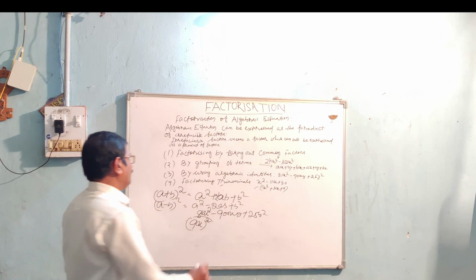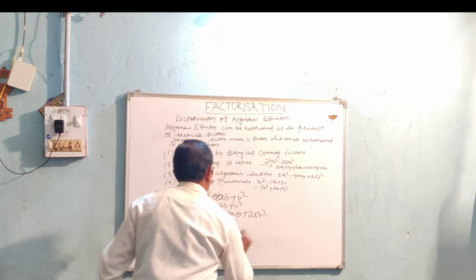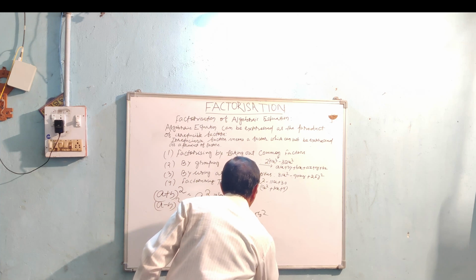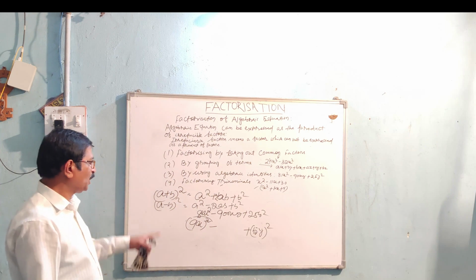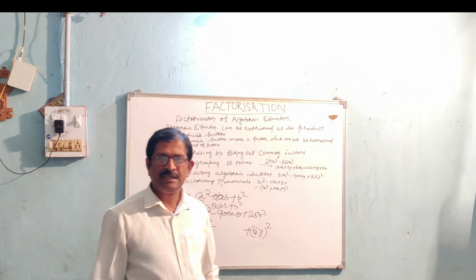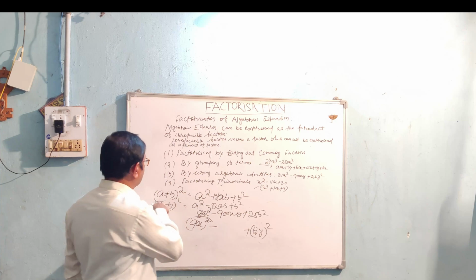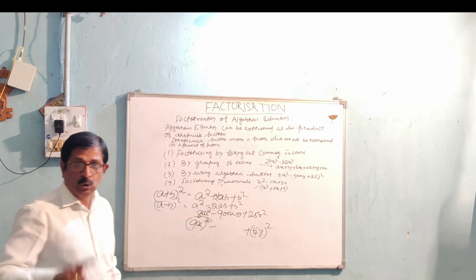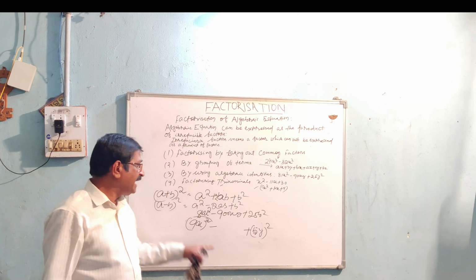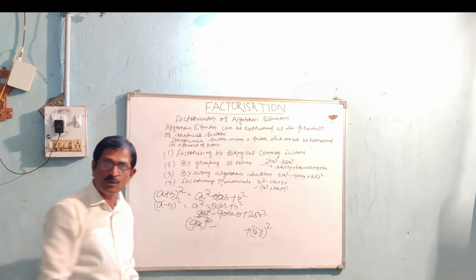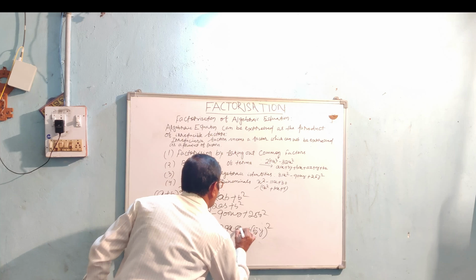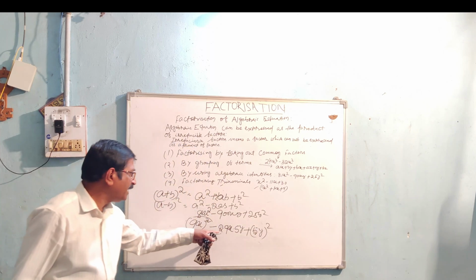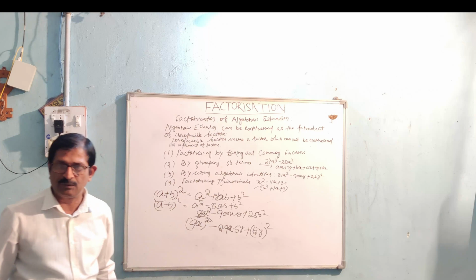Thereafter, keeping this blank, you can write it as (5y) square. Now, just to remember, I want to put this identity (a minus b) whole square. 2 into 9 is 18, 18 into 5 is 90, and 90 is given in this question. So we can write 2 into 9x into 5y, and you see, this is 90xy.